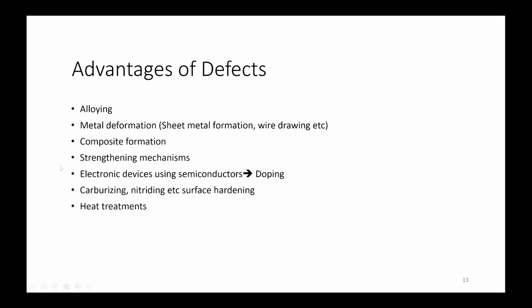Strengthening mechanisms mainly depend on addition of either grain boundaries, other impurities, or some dislocations. Electronic devices using semiconductors, in this case you dope your materials using other elements, and carburizing, nitriding, these heat treatment and surface hardening processes also require movement of atoms, thus inclusion of some defects.